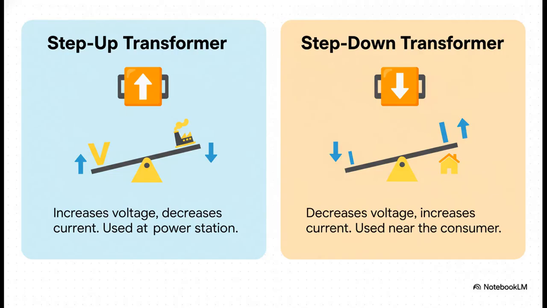And this comparison is absolutely vital for your exam. To keep the power constant, if a step-up transformer makes the voltage go up, the current has to go down. It's an inverse relationship. And then, the step-down transformers near our homes do the exact opposite. They drop the voltage way down, which then increases the current to a useful, safe level for our appliances.